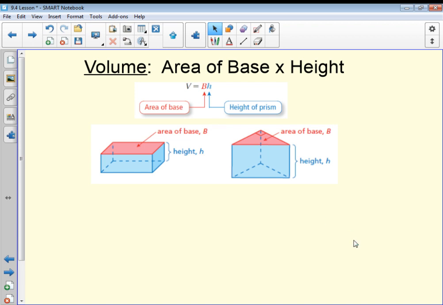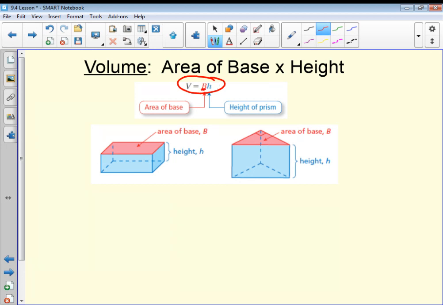Okay, in this part of the lesson, we're going to be working with finding the volume of a prism. So our formula is the area of the base times the height. So when you see it written out, math form-wise, a capital B, this capital B represents area of base.